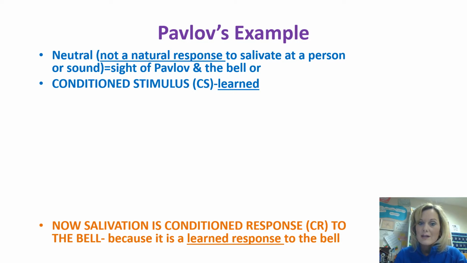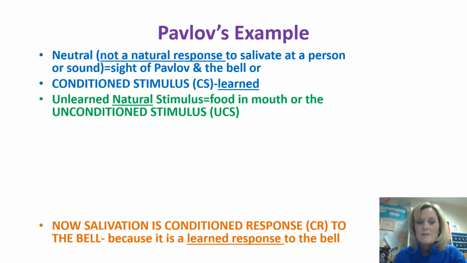So that is also the bell. The bell is also the conditioned stimulus because you are learning that the bell and you're associating and getting that bell to cause that reflex of salivation. So again, the bell and sight of Pavlov are both the neutral stimulus because they started that way. And then once they're paired with the food and salivation is produced by them, they are then the conditioned stimulus.